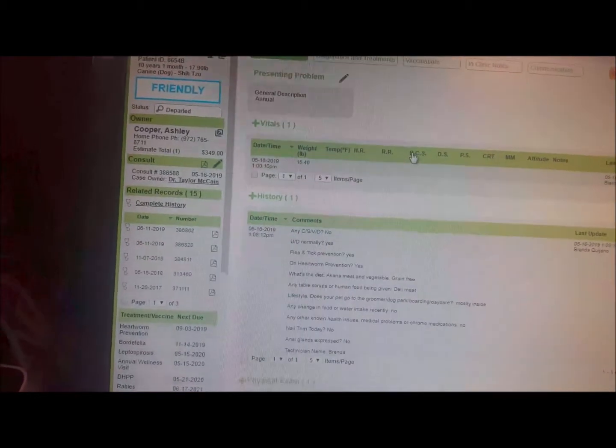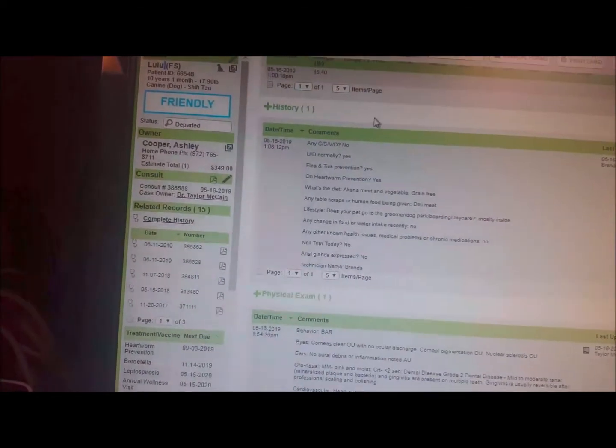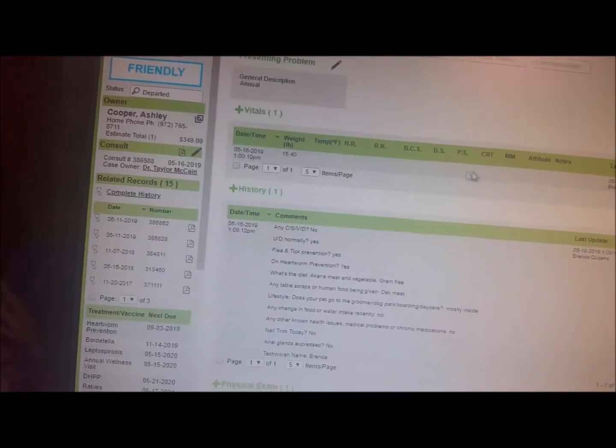So now here is an example of how we would do an admission for a patient. We have her weight, we would have her temperature, respiratory rate, everything here. This is where we would put it. We ask a few simple questions just to get a history on how she's been doing. This is for her annual, so we can see she's had no coughing, vomiting, diarrhea. She's had no problems urinating or defecating.